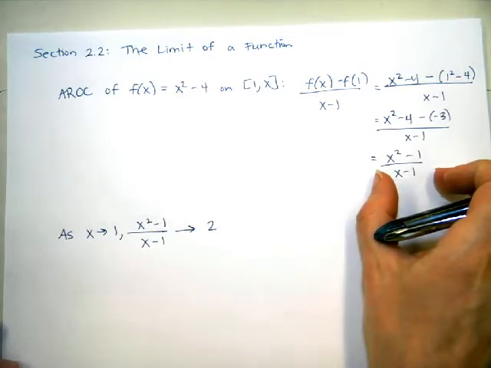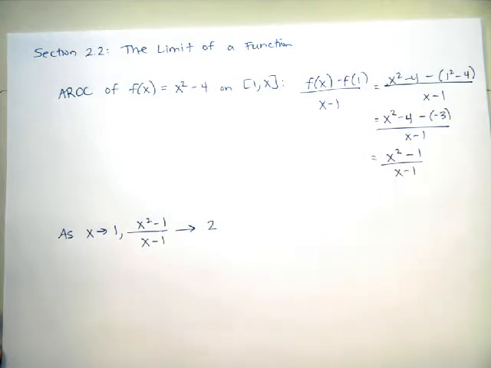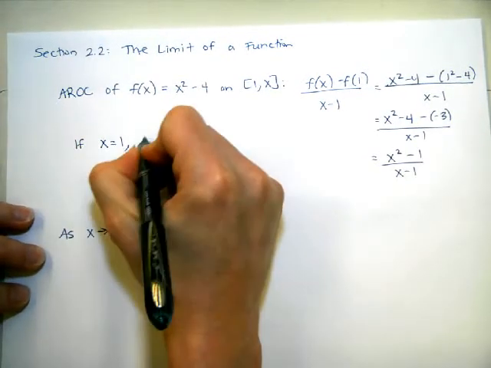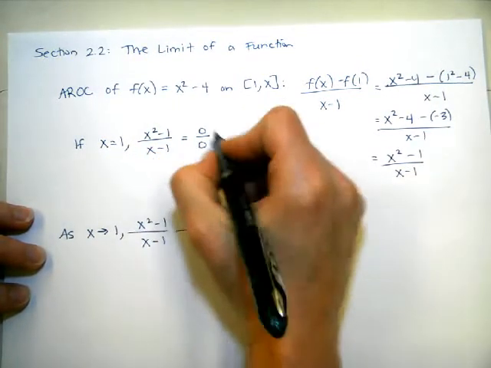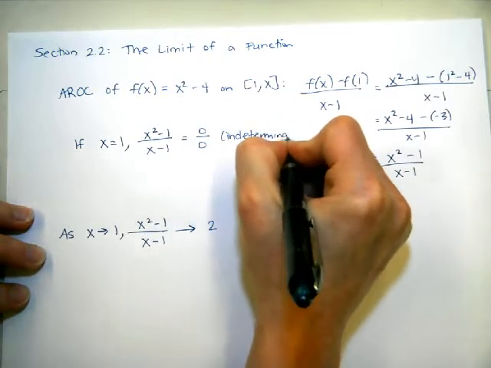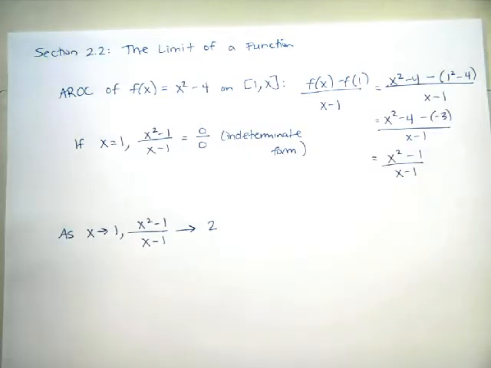I know I might sound like a broken record, but this is really important. I get this 0 divided by 0, right? If I let x actually be 1, I get 1 squared minus 1 over 1 minus 1, which is 0 over 0. So if x equals 1, x squared minus 1 over x minus 1 equals 0 over 0. And remember, this is what we call indeterminate form, because we can't determine what it is.